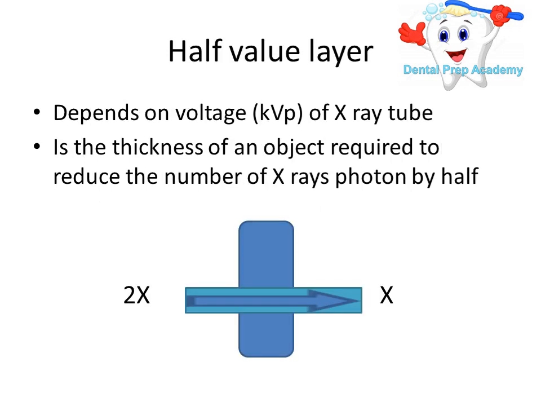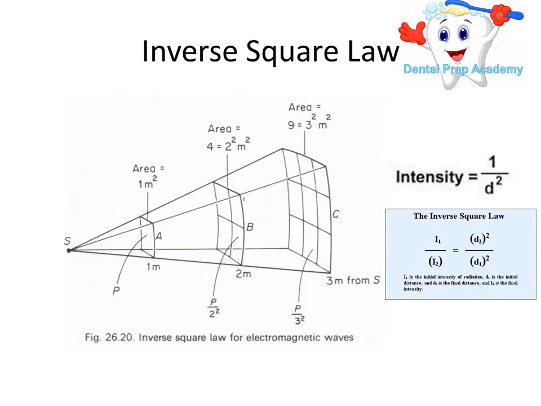Now, half value layer. Half value layer depends on the voltage or kVp of the X-ray tube. So, the greater the voltage, the greater the half value layer required to reduce the number of X-ray photons by half. As you can see in this picture, if 2x amount of X-rays were present at the left side before crossing this object, now only x amount of X-rays are present after crossing this object. This is called the half value layer, as it is reducing the number of X-ray photons by half.